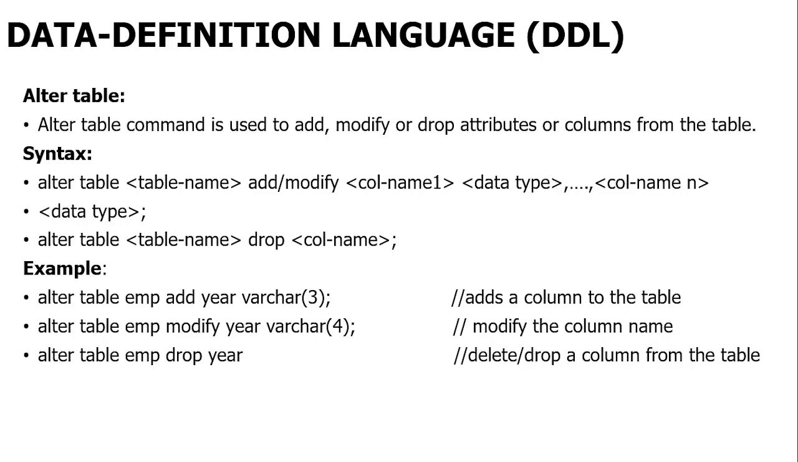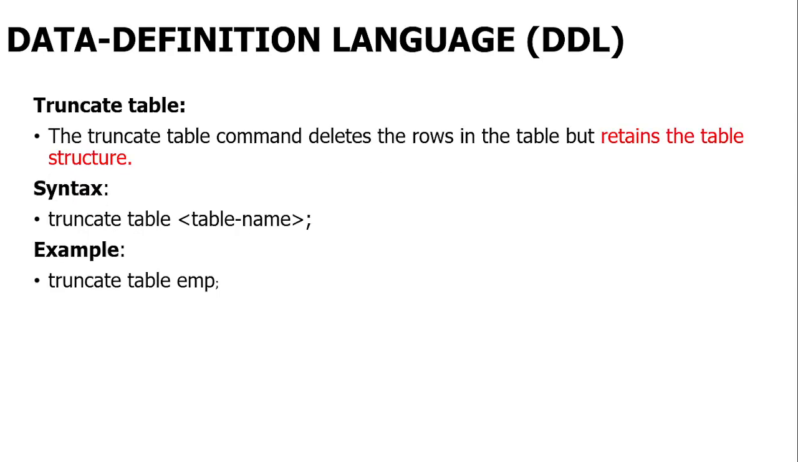Now in the second one I'm modifying the column. Alter table emp, modify year varchar of 4. So you have added varchar 3, it is wrong. I should have 4 characters there, so I'm giving 4. Then alter table emp, drop year. I'm deleting that respective column year from the table.